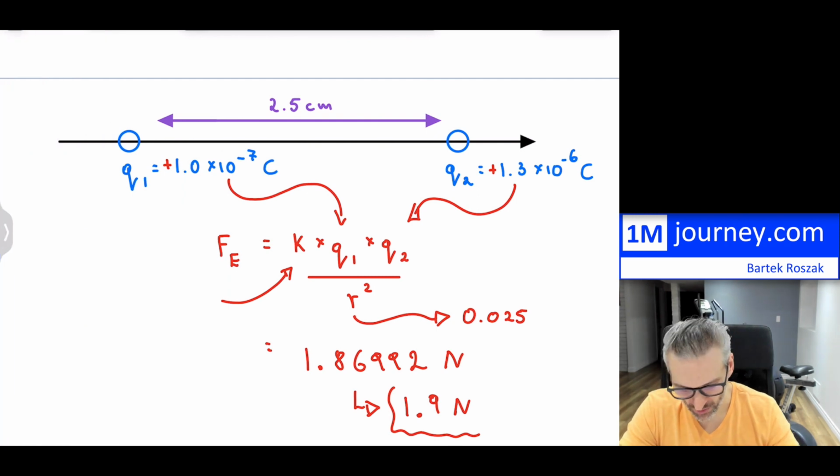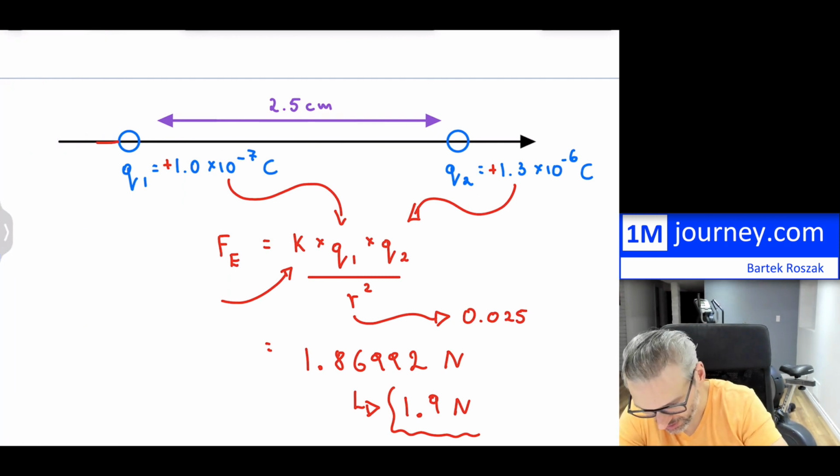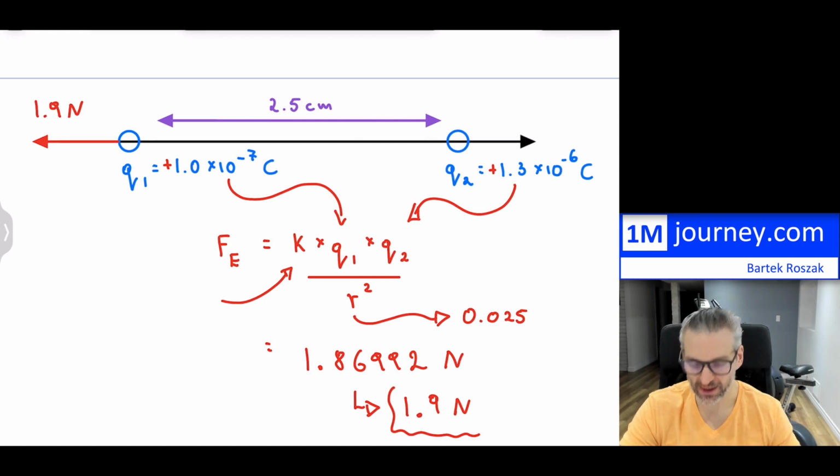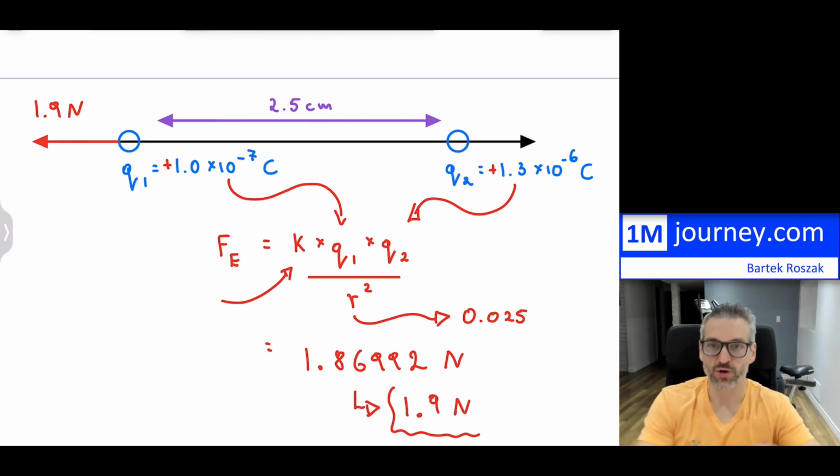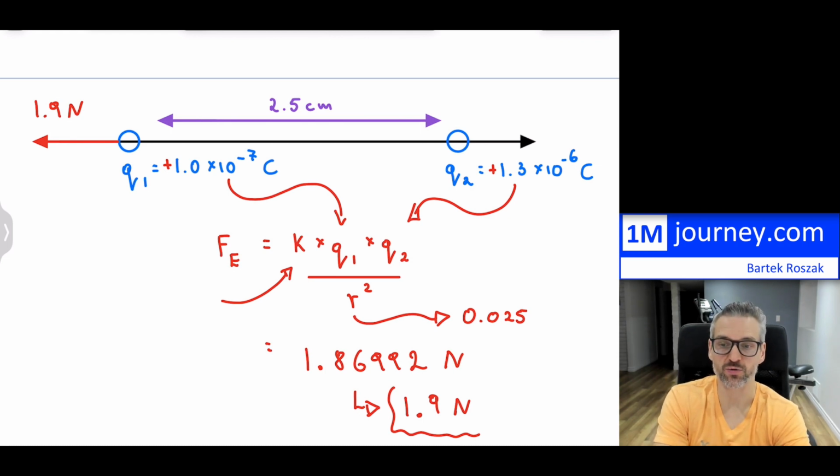And now, in which direction is this? Well, this particular force is going to be in this direction. It's going to be trying to repel this out. So you're going to have 1.9 newtons going in here. Now, if you were thinking about the other charge, it's going to have exactly the same amount of force, but in the opposite direction. So that's how you can apply Coulomb's law.